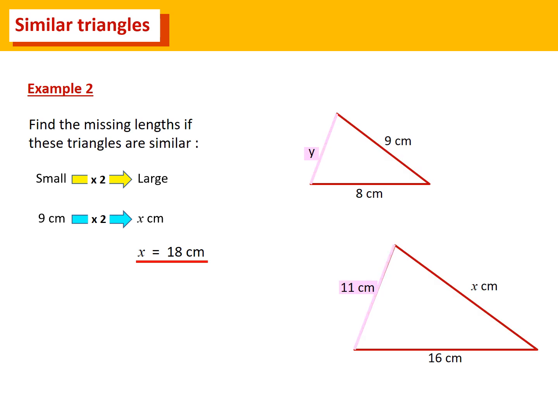In order to find y on the small triangle, we're going from large to small, so we're going to be going back the other way, so we'll be dividing by 2, and that will give us 5.5 centimeters as our missing value for y.